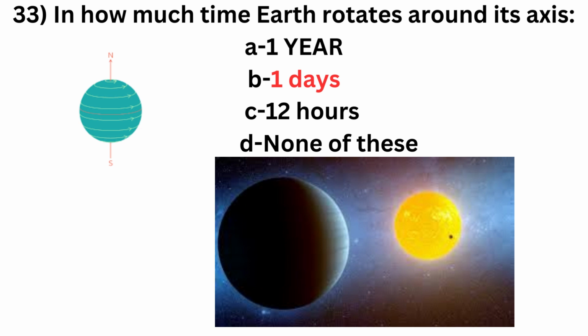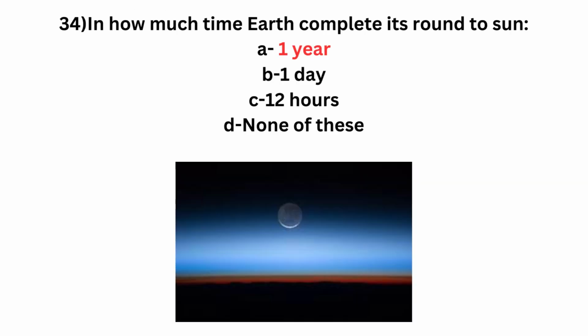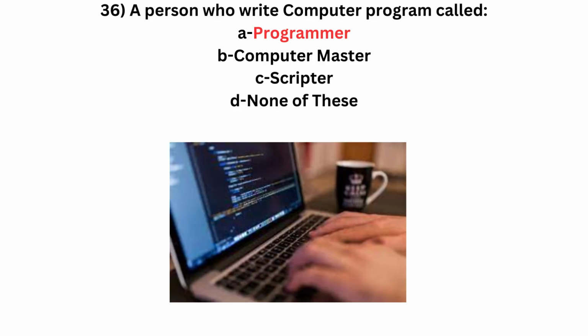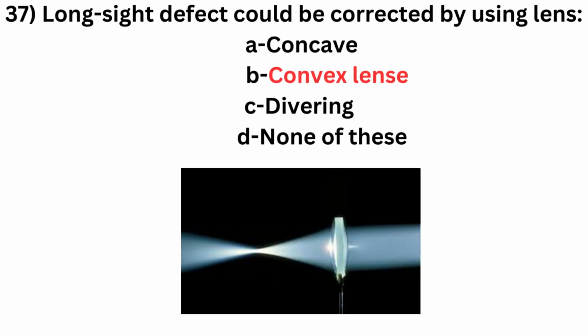And in how much time does Earth rotate around its axis? So it takes about 1 day, 24 hours. And how much time does Earth take to complete its round of the Sun? So it takes about 1 year or 365 days. And which colored eye does not have pigment? So it is blue. A person who writes computer programs is called a programmer.